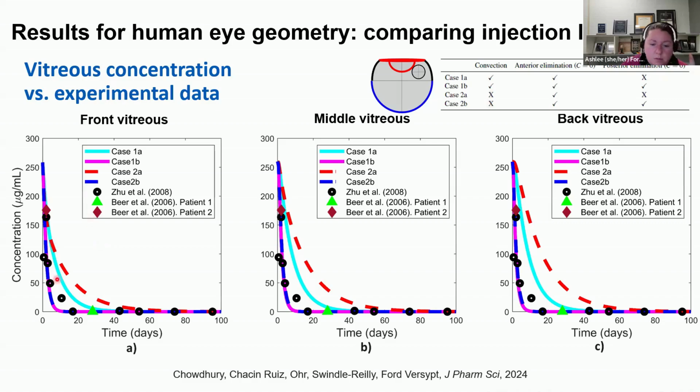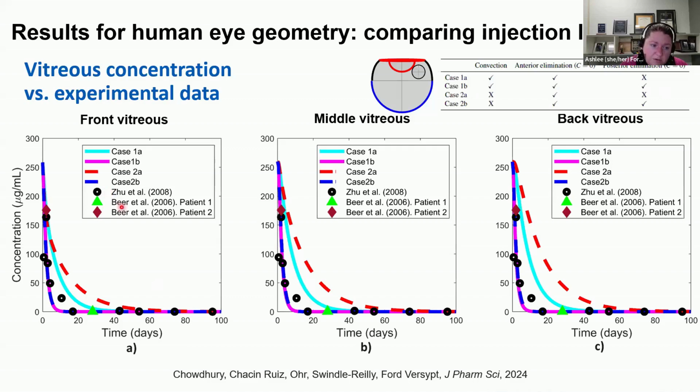And the rabbit data is actually very different from the human data. The rabbit data is much more up here. The human data is much more consistent with these cases 1B and 2B. If we look carefully, those are both cases that involve posterior elimination, so it didn't matter too much if convection was on or off. If you allow flux through the back of the eye, and this is as fast as possible, then that's very consistent with the human data.